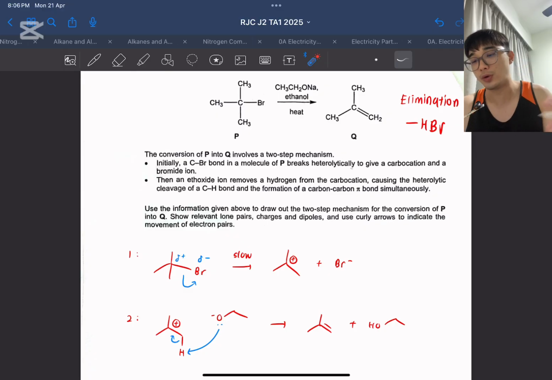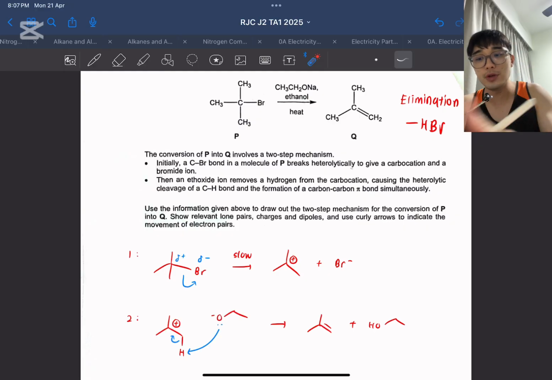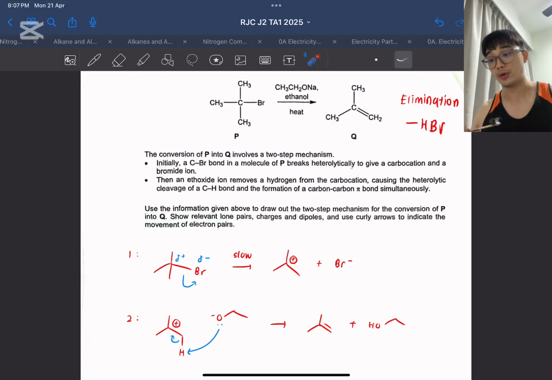Where do the electrons go? The electrons will now have to form this pi bond over here. So you have to point towards the bond. Do not point towards the carbon with the plus charge. I understand rich attacks poor, but from now on, whenever you see a new bond being formed, especially a pi bond, point to the current bond first. So that's how you form that pi bond here, and the alcohol is also produced.